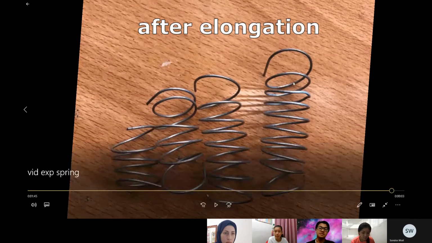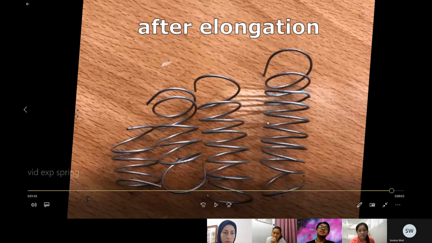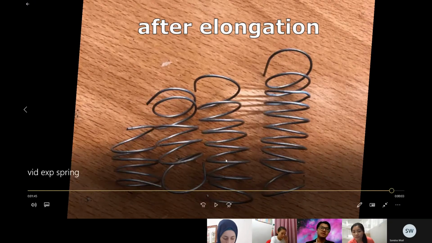So here is after the elongation. This elongation is 1.4 cm. This elongation is 2.3. This is also 2.3. This is also 2.4. So my conclusion is, the longer the spring, the longer the elongation that can gain, so the lower the strain.